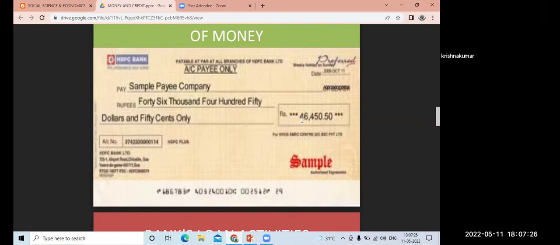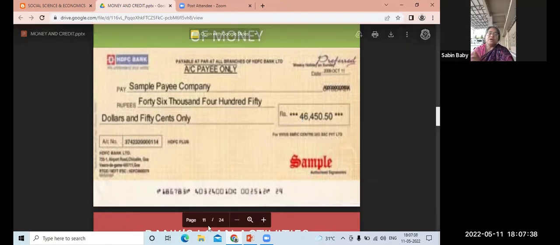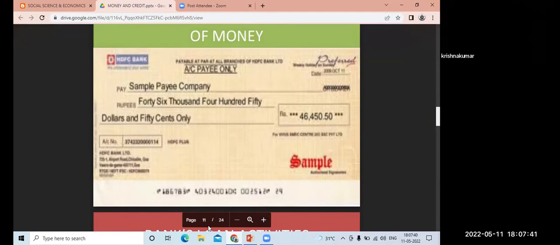Check, two types are there: normal check and account pay check. Account pay check we call crossed check. Anybody knows the difference between normal check and account pay check? Account pay check will go to that particular account only. Whereas normal check, the bearer from the counter, he can encash it.